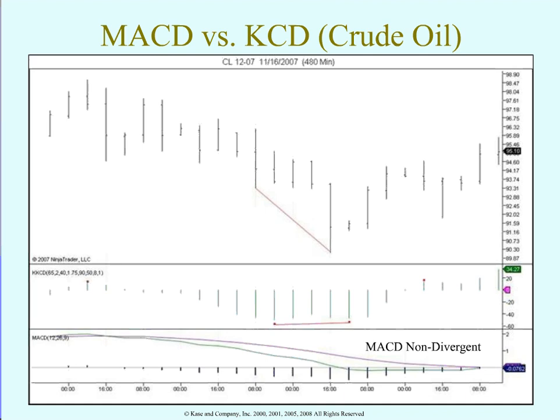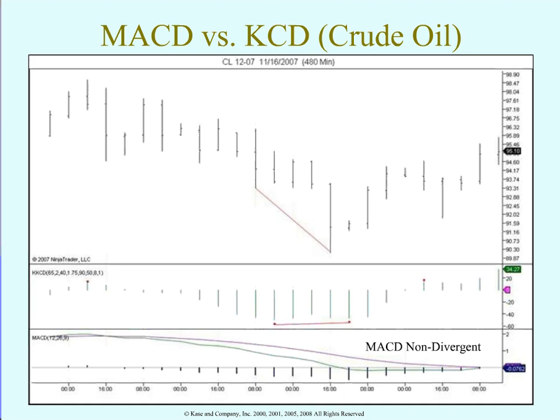I just want to say, guys, I know that some of you feel like it's academic, but what we've been trying to just show you is that because of the math behind the peak oscillator and the KaseCD, you get much more discrete overbought and oversold signals. That's the point of the previous slides.